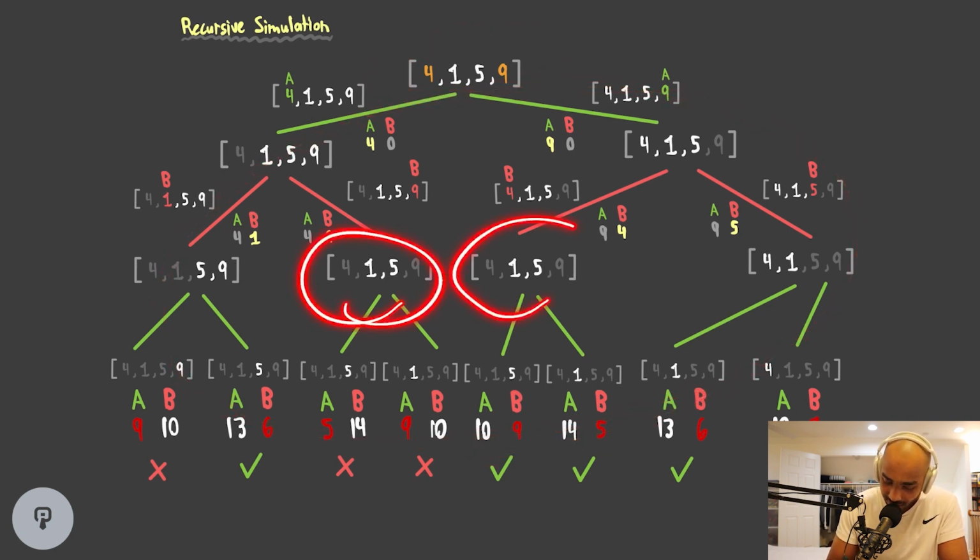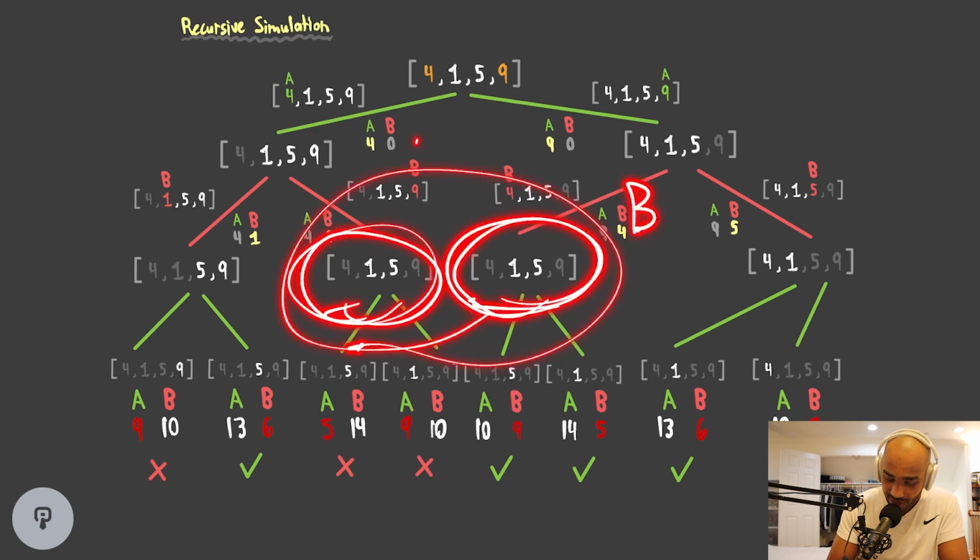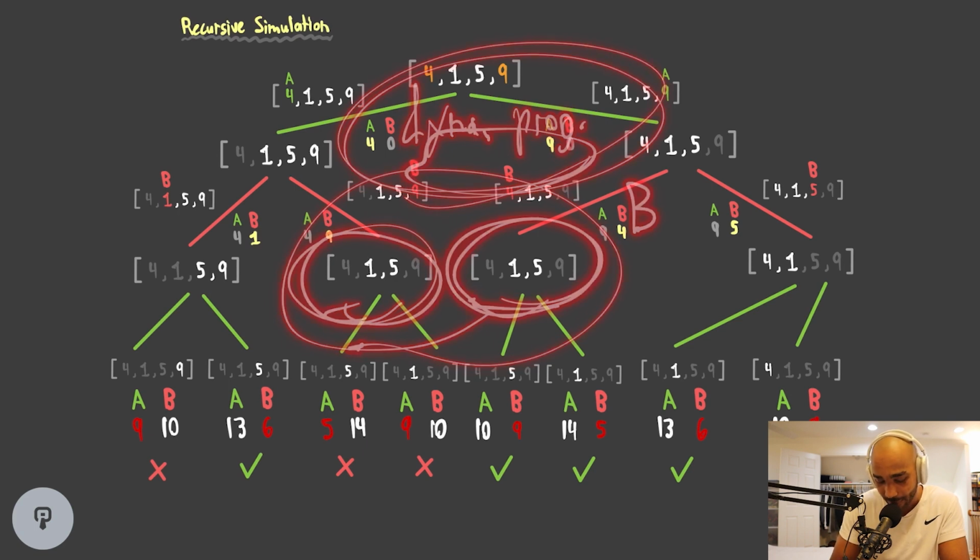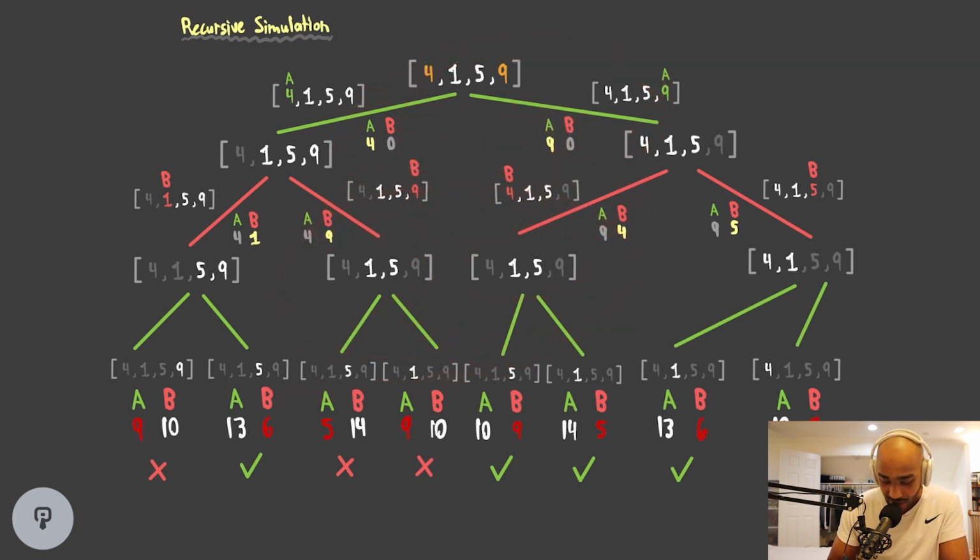And here's an interesting thing. This looks like the same subproblem. We have Bob making a choice, and the bounds are the same. This is an overlapping subproblem. Again, dynamic programming looks like a potential avenue for us. We have overlapping subproblems.